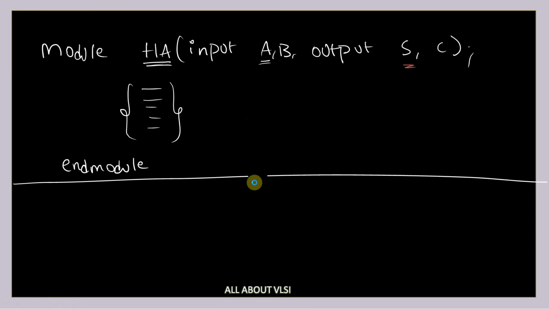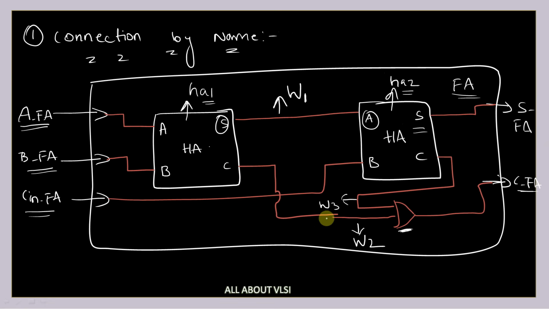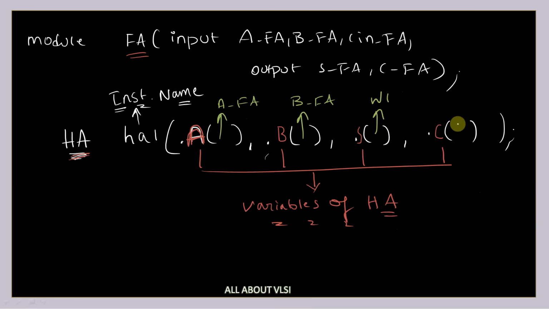And what is your carry connected to? Carry is connected to wire W2. So you should write down W2. And you should also declare wires here. I haven't declared them yet. I will declare wire W1, W2, W3.